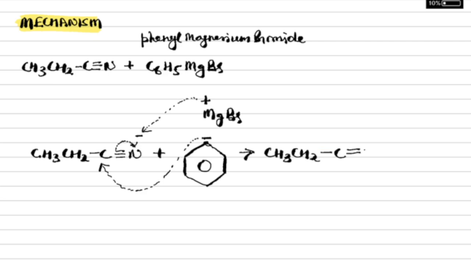Carbon now is bonded with nitrogen with only double bonds. And here it has been attached, so the ring will be attached here. So our phenyl group got attached here. And MgBr will get attached here. MgBr, magnesium bromide is getting attached with the nitrogen.